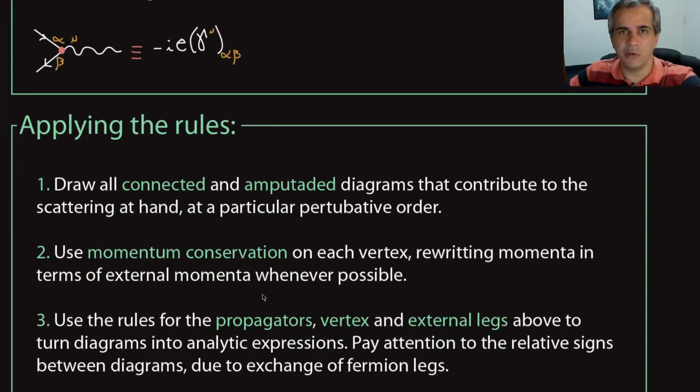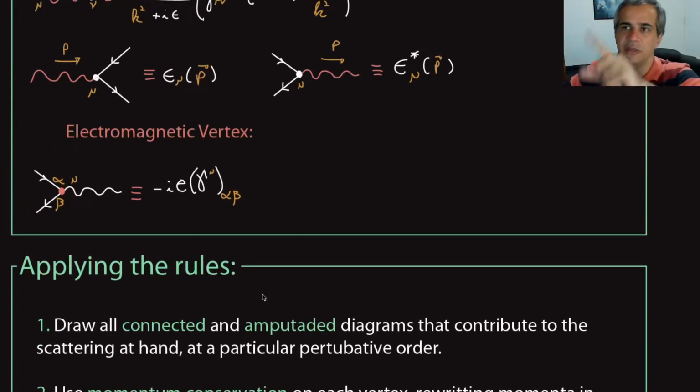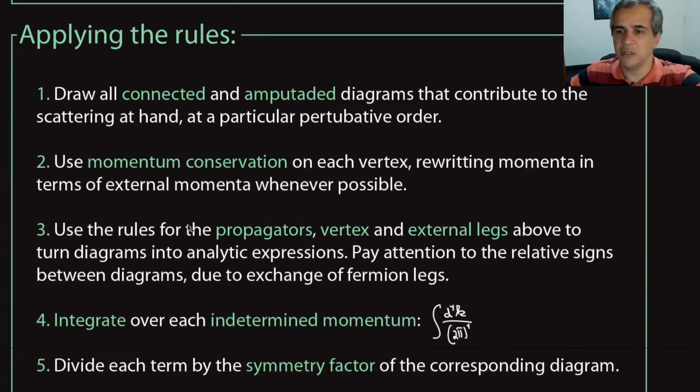Then use momentum conservation to eliminate any internal momenta that can be written in terms of external momenta or in terms of each other. Whenever possible, use momentum conservation on each vertex to reduce the number of momentum variables that you have in your diagrams. Then use the rules above to turn these Feynman diagrams into analytical expressions.